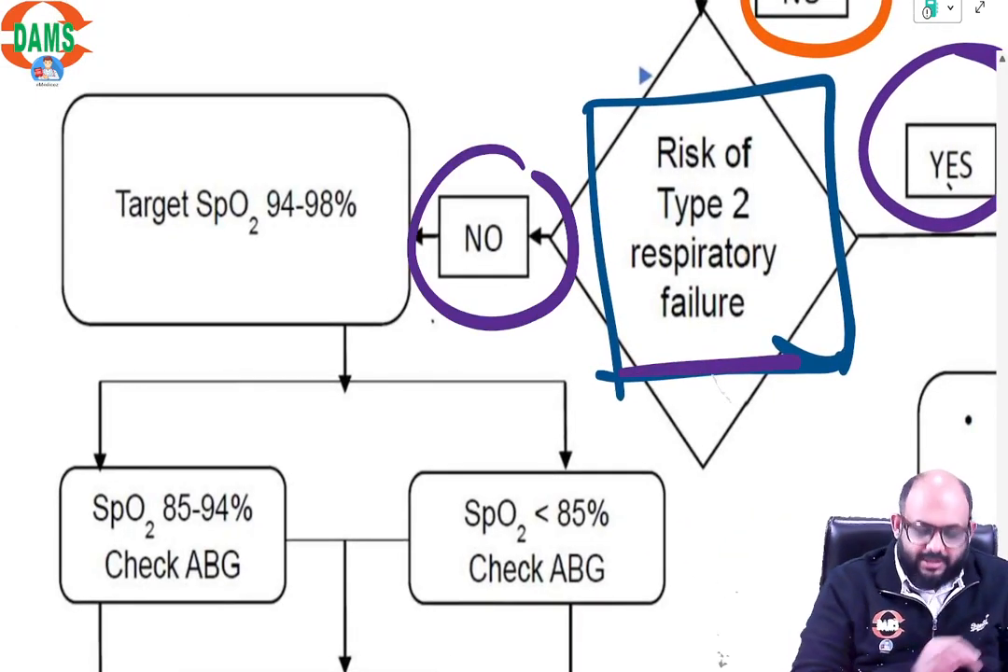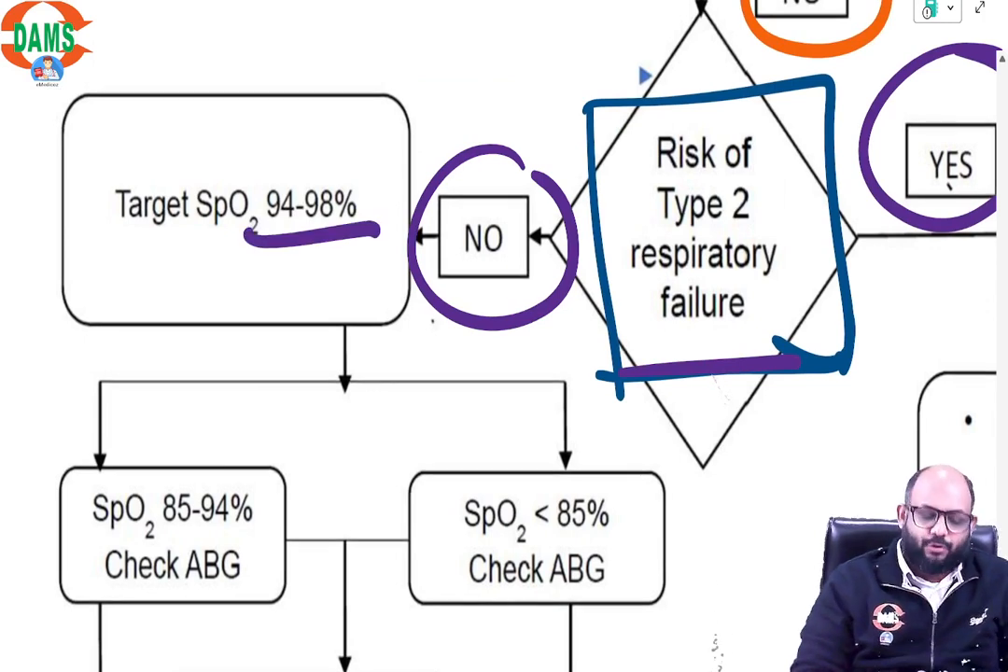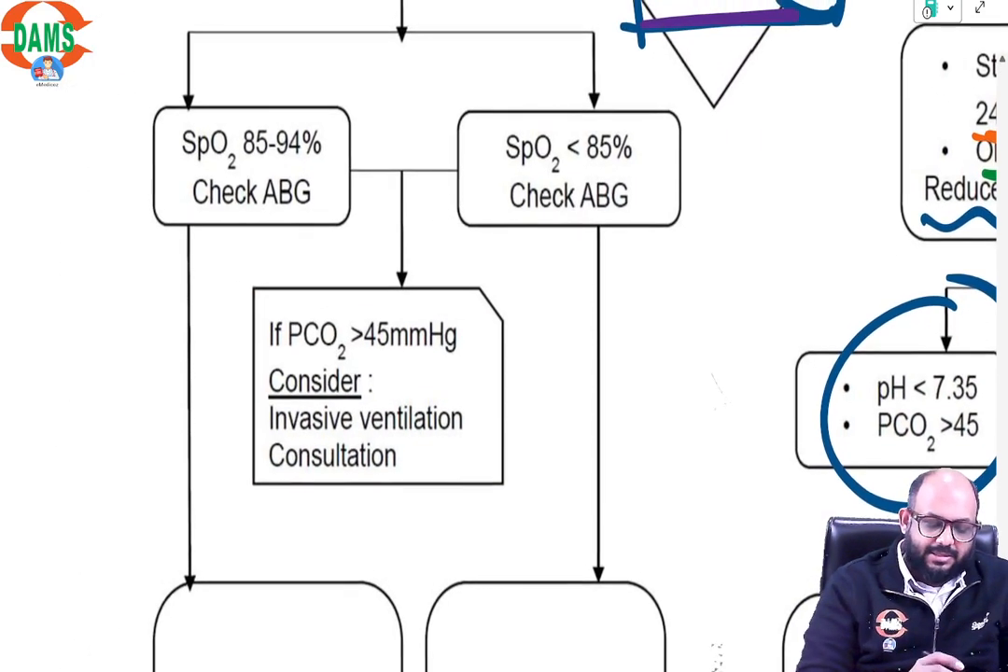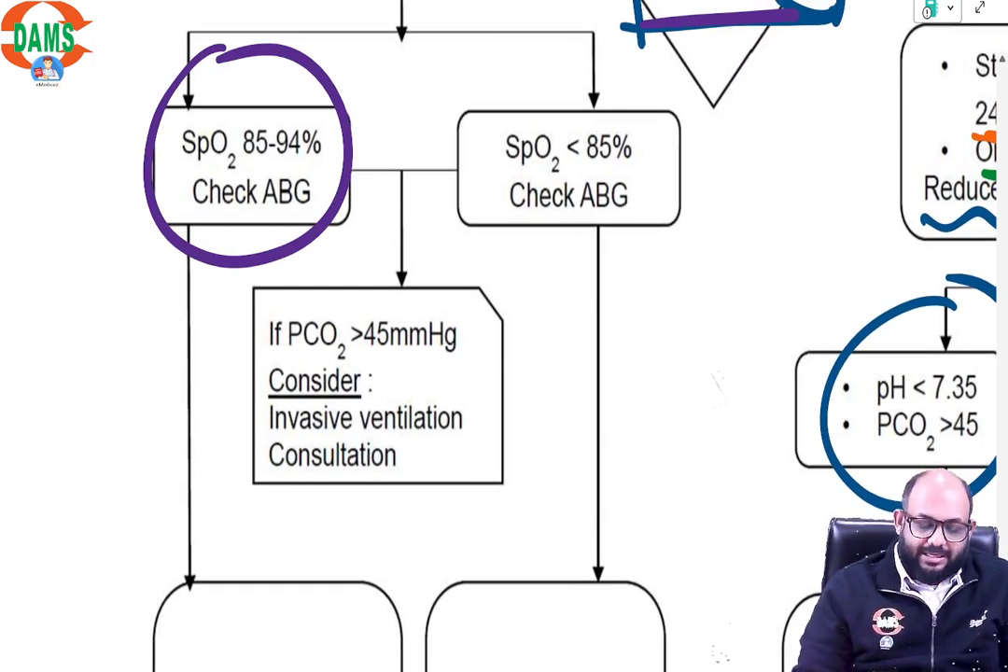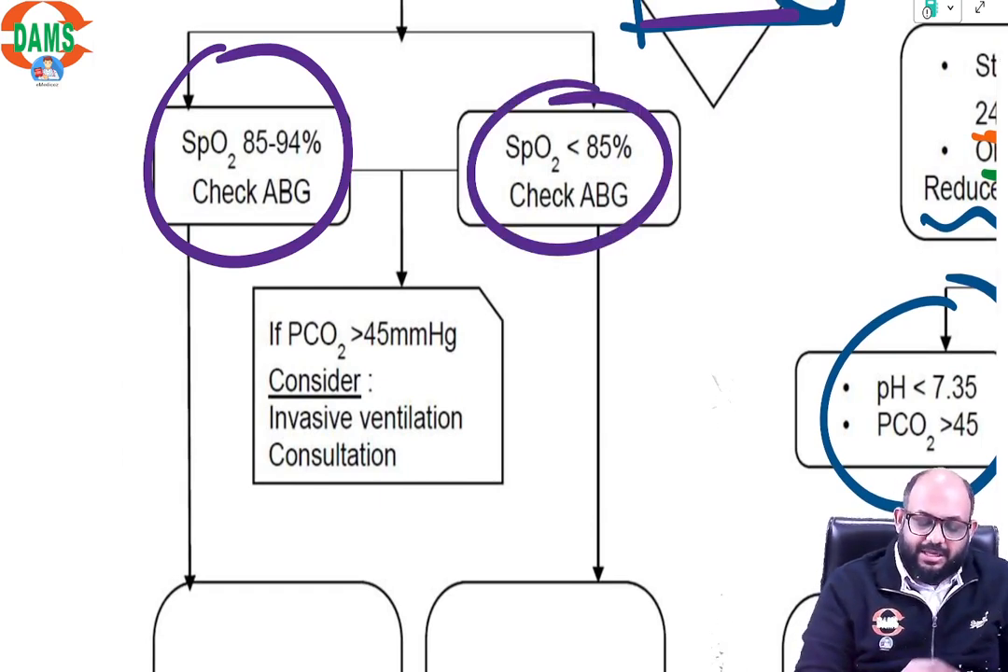If there is no risk, then your target becomes 94 to 98%. Then you will look at the saturation. If the saturation is on the lower side, 85 to 94, or it is very low, less than 85, you'll check with ABG.